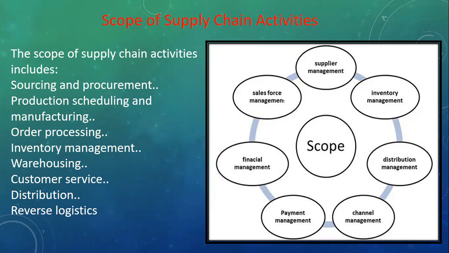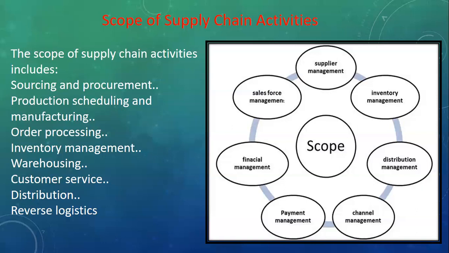So we will understand one by one. The scope of supply chain activities includes sourcing and procurement. This process starts from sourcing and procurement. For the manufacturing process, you need to source the raw material and packing material. So after sourcing, this process goes for production. This is the part of sourcing and procurement.